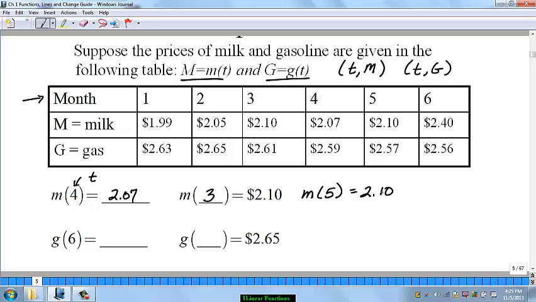Now G of 6. Okay, so this still stands for time. I come over and look at the 6 and come down in the gas column and I see that's 256. I should probably put dollar signs with all these things, so let's do that. Now G of what is 265? So I come across and I see right here G of 2 is 265. So you just used inputs and outputs with a table.